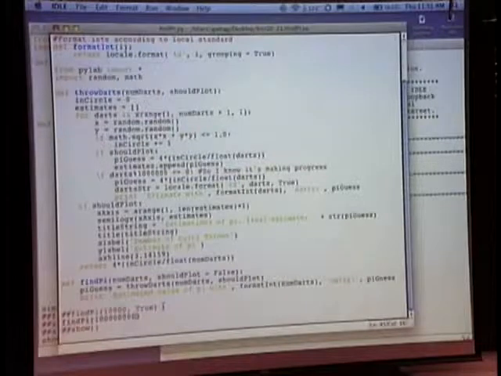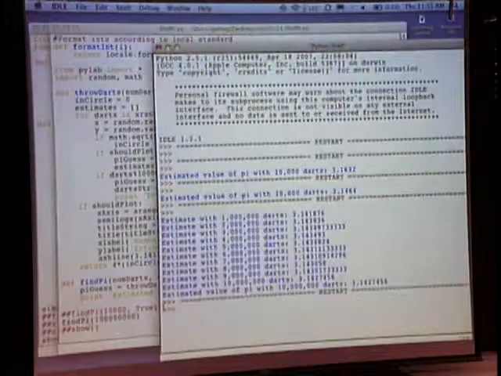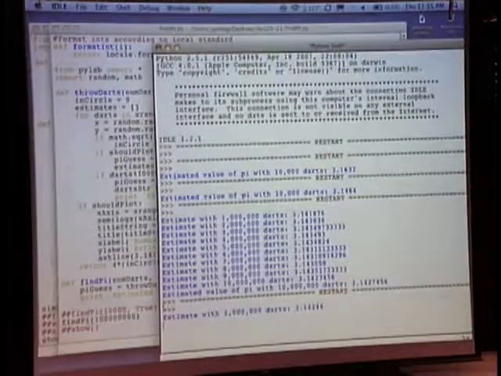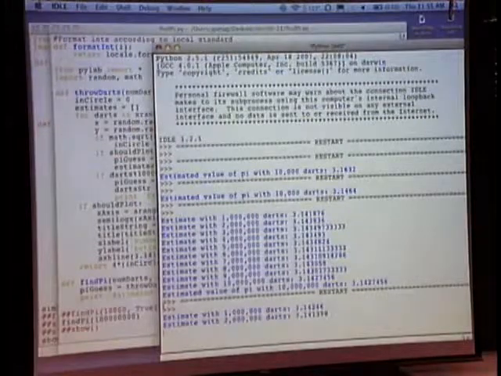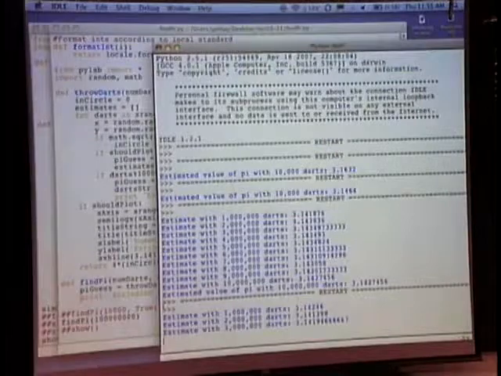This is going to take a little while, so I can talk while it's running. Oops, what did I do here? So it's going to keep on going and going and going.